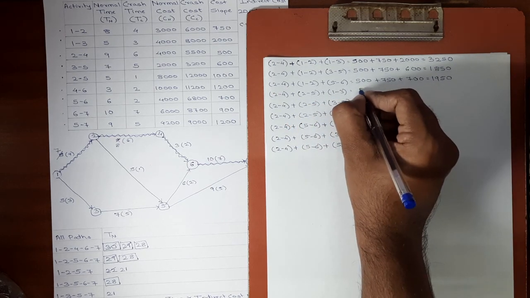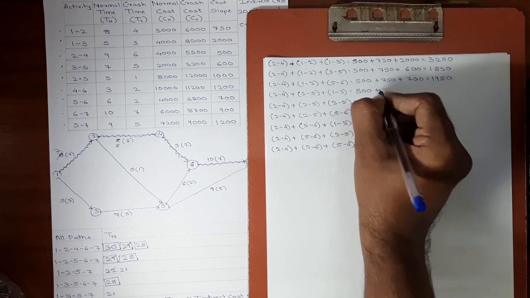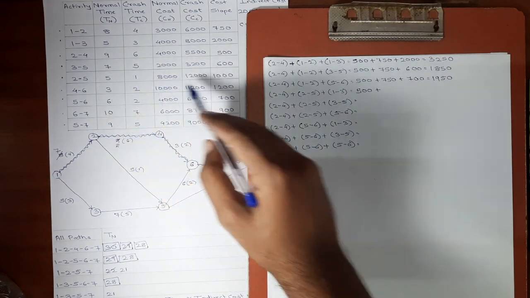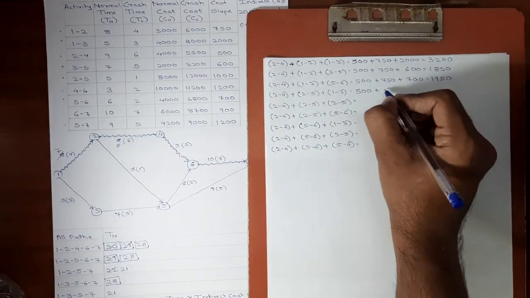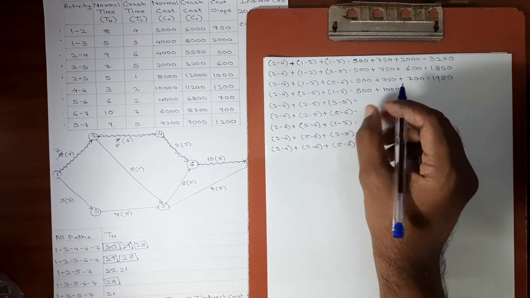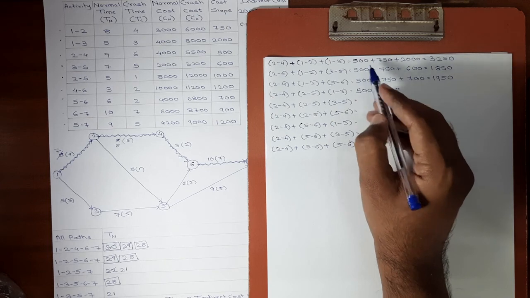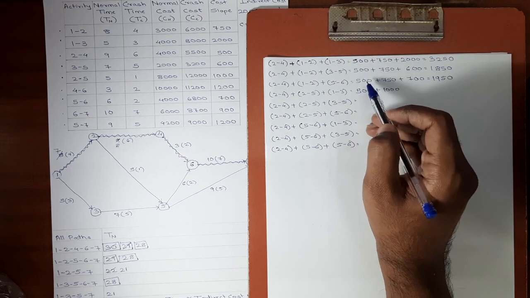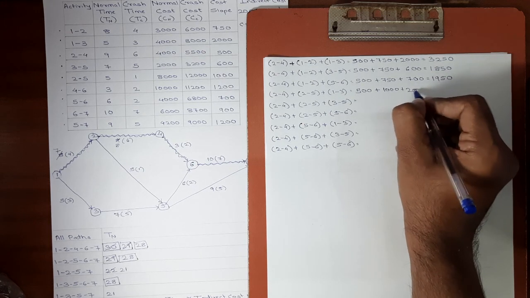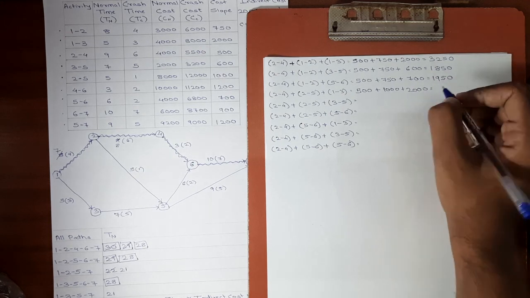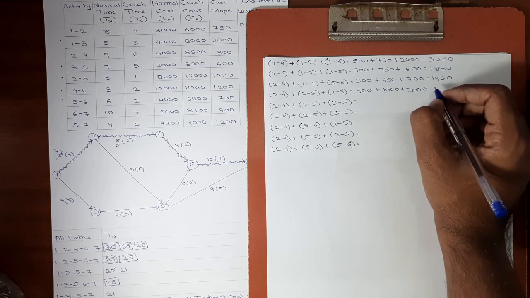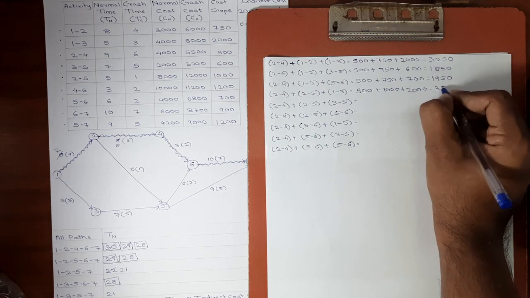Again cost slope of 2 4 is 500 plus now 2 5, cost slope of 2 5 is 1000. 500 plus 1000. Now these two values 500 plus 1000 will be repeated 3 times. See over here 500 750 was repeated 3 times, and now again these values will be repeated. 2000, 500 plus 1000 plus 2000, the cost slope will be 3500.